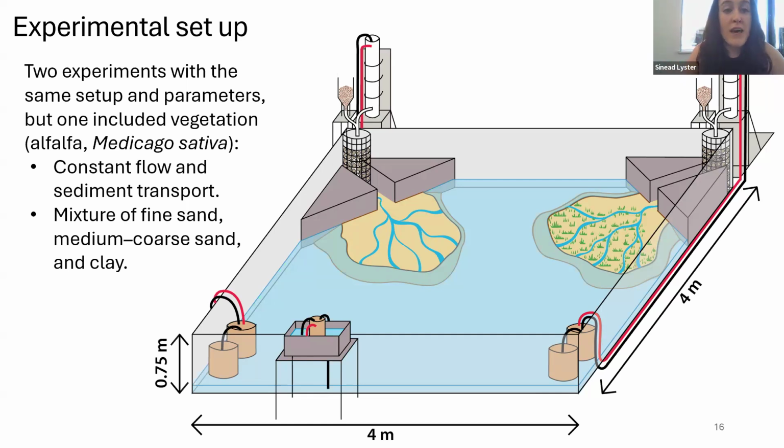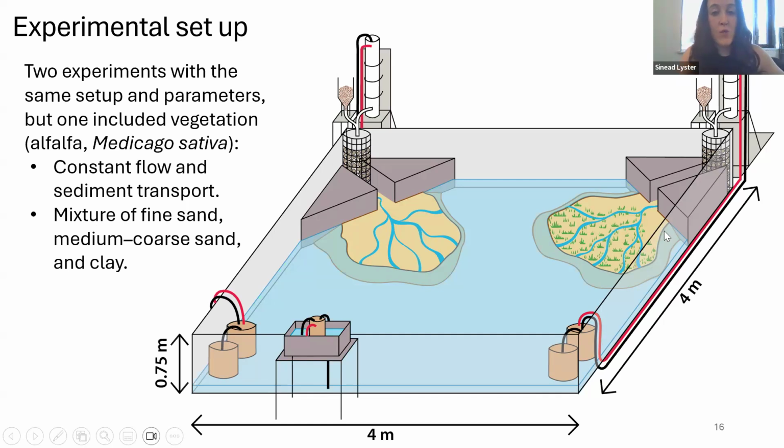So yeah, everything was the same and everything was constant. So we used a constant flow rate, we used a constant sediment transport rate, and we did these in a ratio where our water to sediment ratio was 250 to 1. And for our sediment mixture, we had a mixture of fine sand, medium to coarse sand, and a bentonite clay. And so you can see here, we have our constant head tanks. We're recirculating water on both sides.